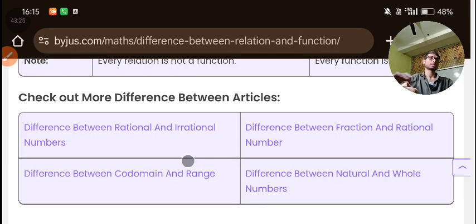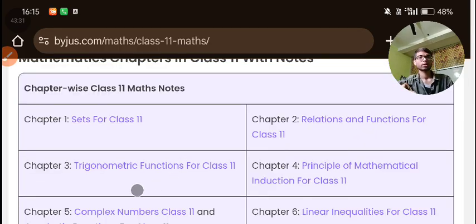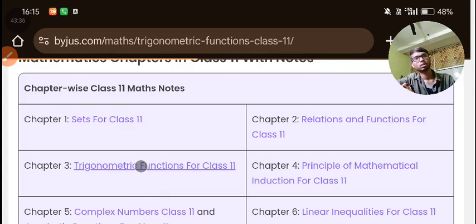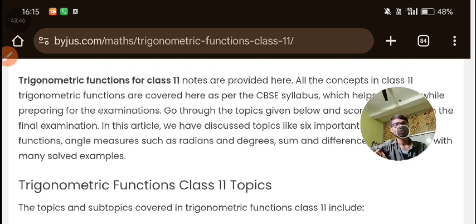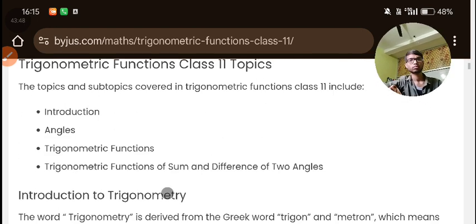Now I am going to select another chapter. Next we have trigonometric functions for class 11. Let's explore trigonometric functions. Notes are provided here for all the topics. In this we will see the introduction to trigonometric functions, angles, and trigonometric functions of a sum and the difference of two angles. All this will be covered.